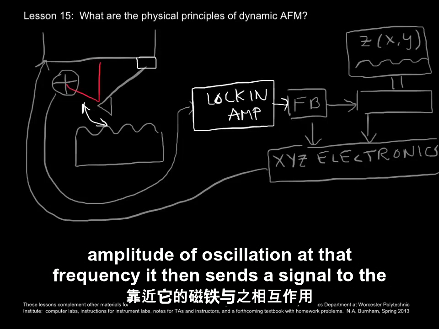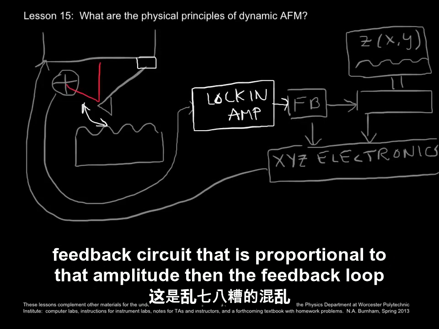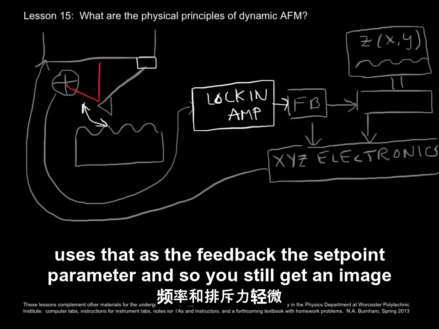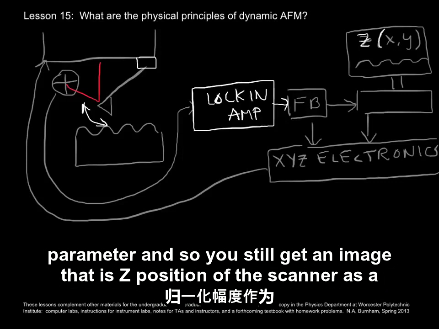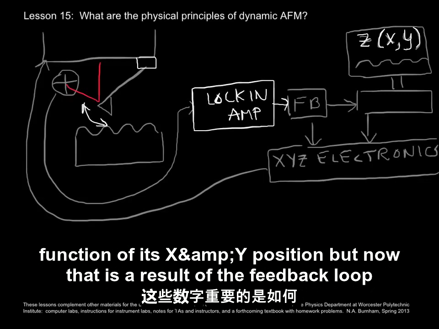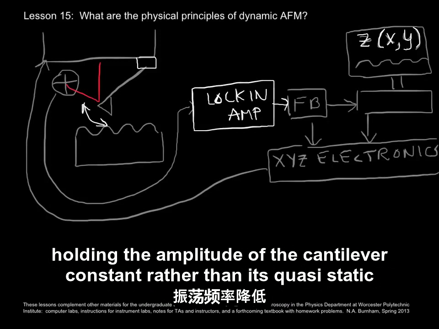It then sends a signal to the feedback circuit that is proportional to that amplitude. Then the feedback loop uses that as the feedback, the set point parameter. And so you still get an image that is Z position of the scanner as a function of its X and Y position. But now that is a result of the feedback loop holding the amplitude of the cantilever constant rather than its quasi-static deflection.